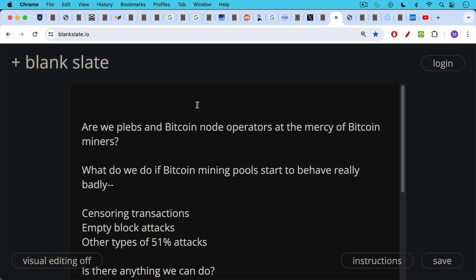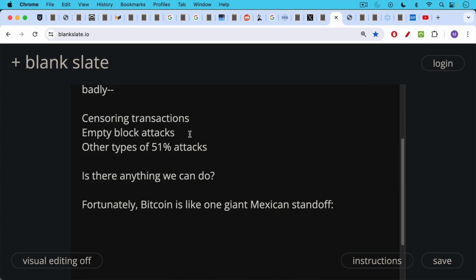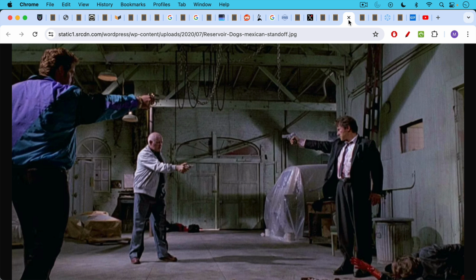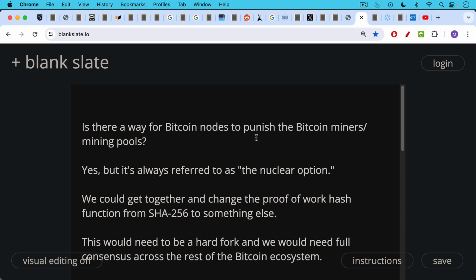Are we plebs and Bitcoin node operators, people who run full nodes, at the mercy of the Bitcoin miners? It sometimes feels like this. What do we do if Bitcoin mining pools start to behave really badly, like censoring transactions, empty block attacks, other types of 51% attacks? Is there anything that plebs and node operators can do? Fortunately, there is, because Bitcoin is like a giant Mexican standoff. We all know this from, I believe it was from Reservoir Dogs, where there's sort of mutually assured destruction between the miners and the nodes and other parts of the ecosystem.